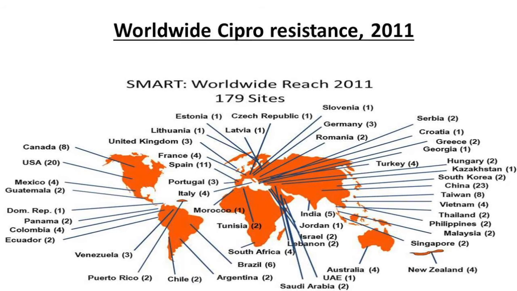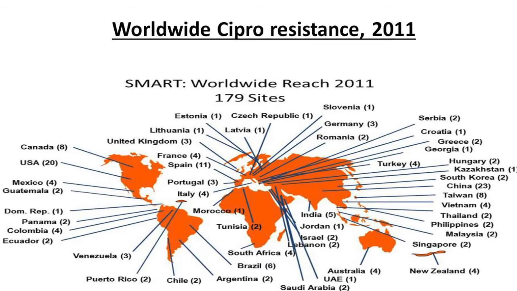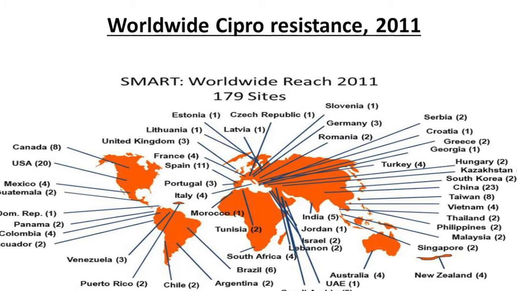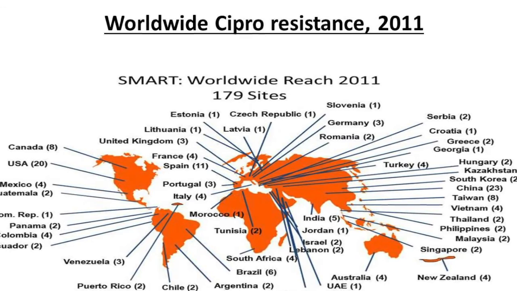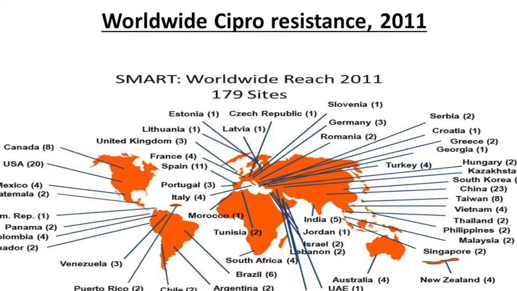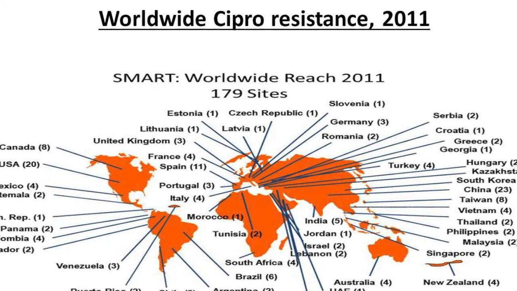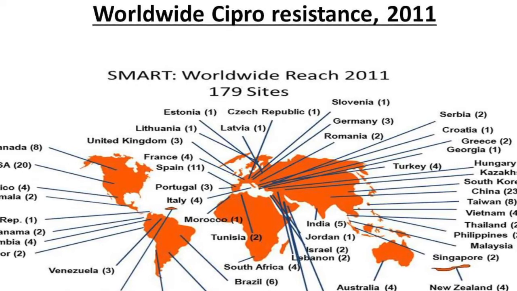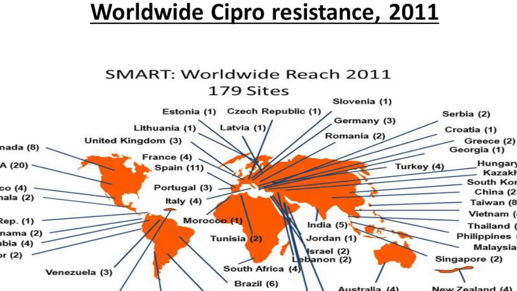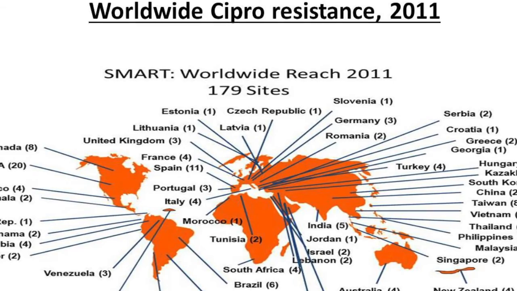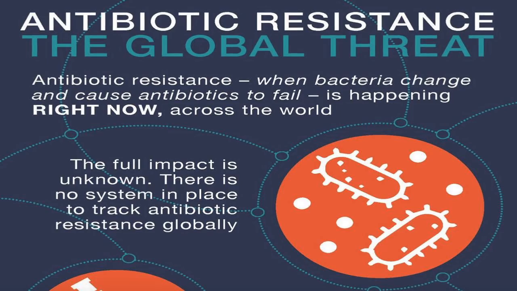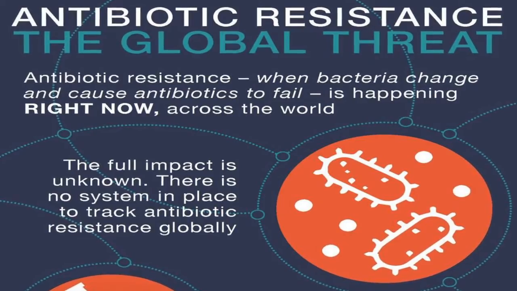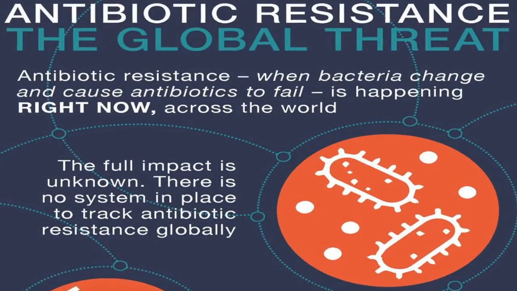This shows you where in the world Cipro is becoming resistant. 179 different sites in the world have recorded Cipro resistance. And we use it very commonly here too. I don't think we have the ability to identify the resistance. There's another picture to impress on you how resistance is coming up. It's all over the world.